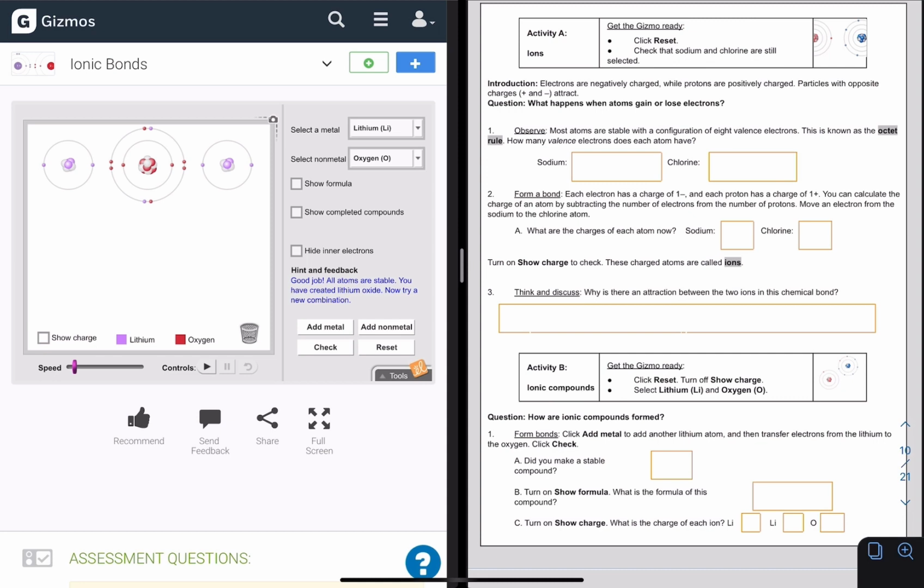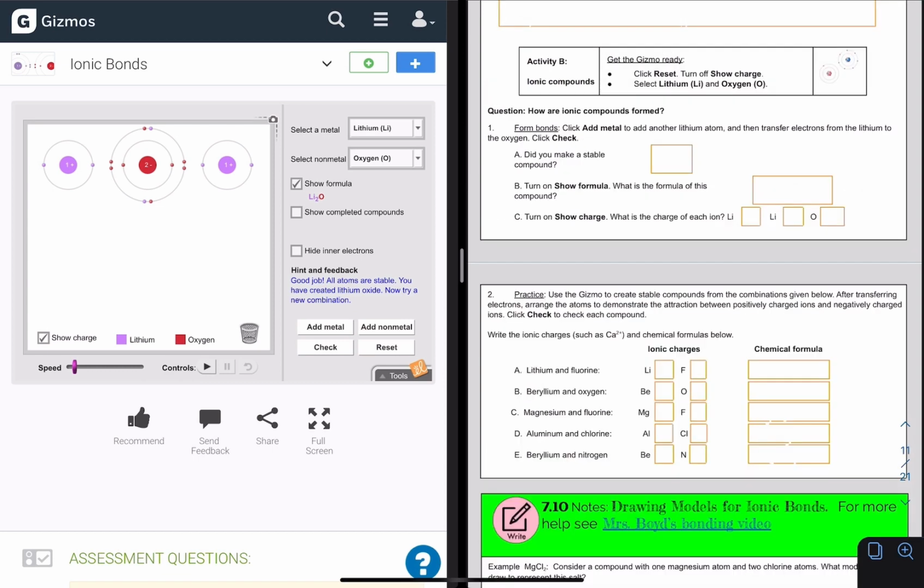And it says turn on show formula. What is the formula of this compound? So we're going to put show formula, and then you'll see the little formula pop up. You're going to write that down in this box over here. And it says turn on show charge. What is the charge of each ion? So you click show charge, and now you can see the charge for all 3 of those ions, and you're going to fill that in these boxes down here.